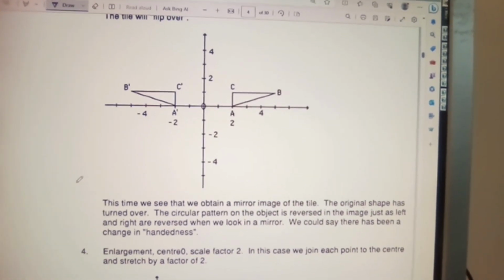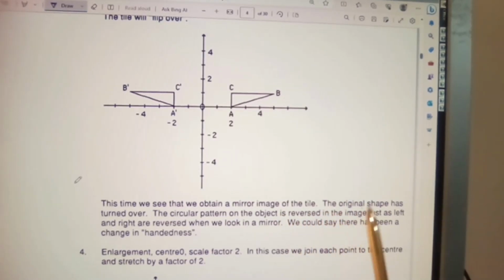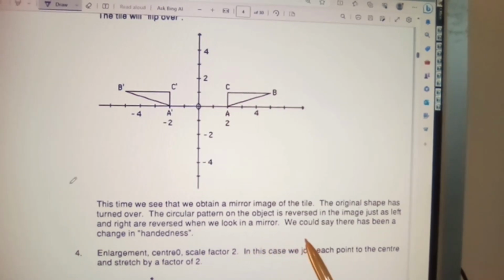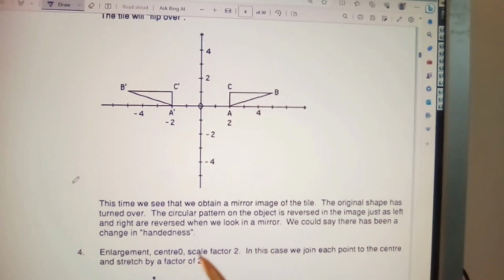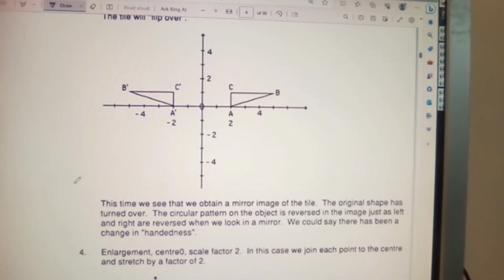Now this time we see that we obtain a mirror image of the tile. The original shape has turned over. The circular pattern on the object is reversed in the image, just as left and right are reversed when we look in a mirror. We could say there has been a change in handedness, if you like.